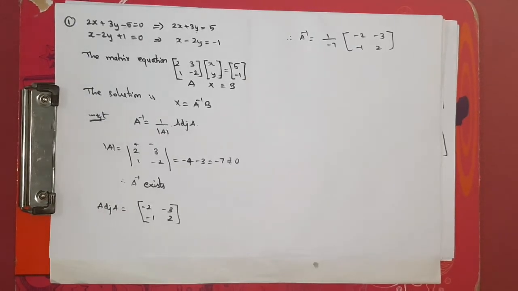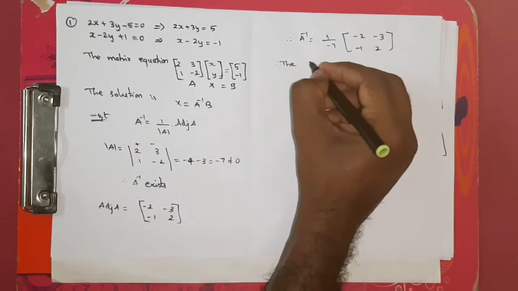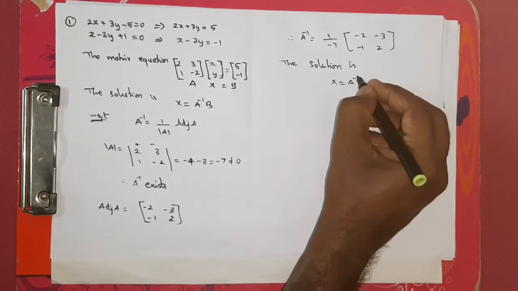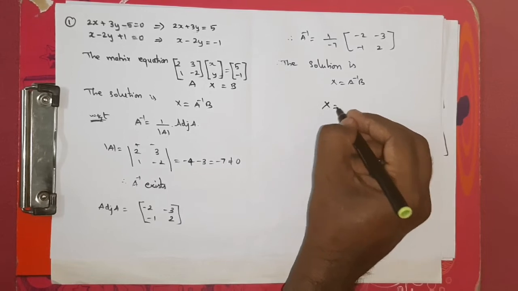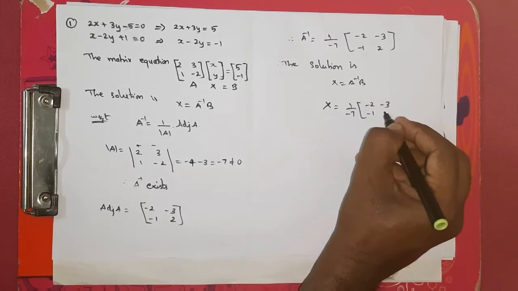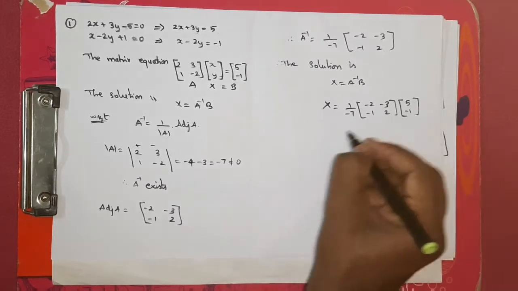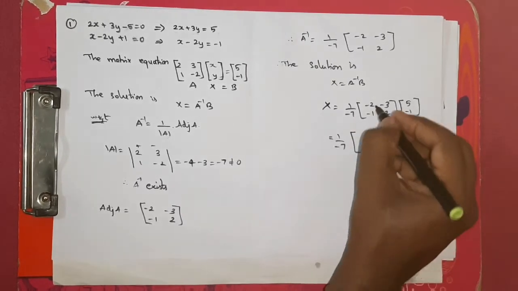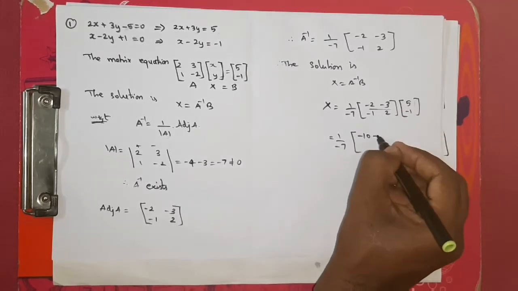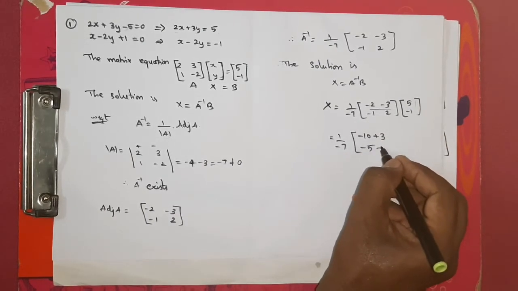And now we are going to apply it in the solution equation. Therefore, the solution is x equal to A inverse B. So x is equal to, what is A inverse? 1 by minus 7, minus 2 minus 3 minus 1 2, and the B matrix is 5 and minus 1. So I am writing, now 1 by minus 7 of: take the first row, multiply with the first column. Minus 2 into 5 is minus 10, minus of minus is plus 3, and now second row, first column, so minus 5 minus 2.